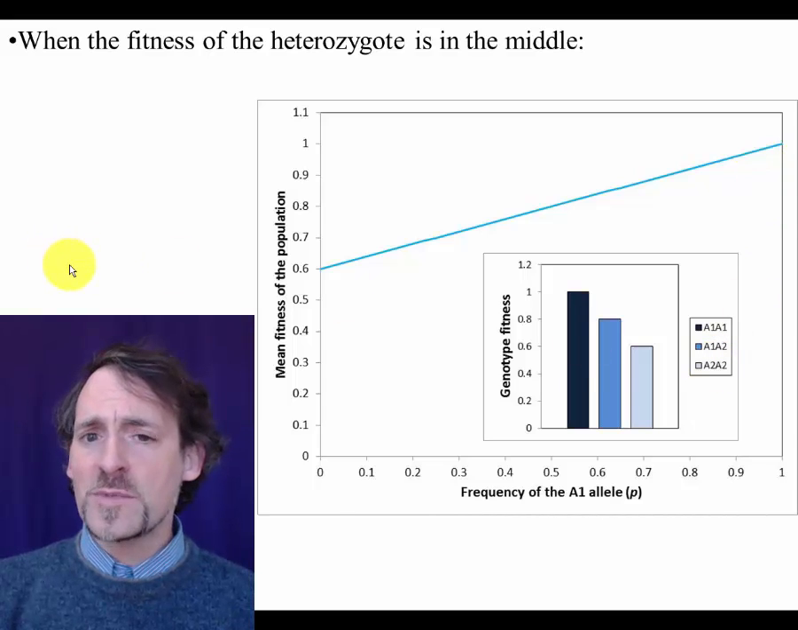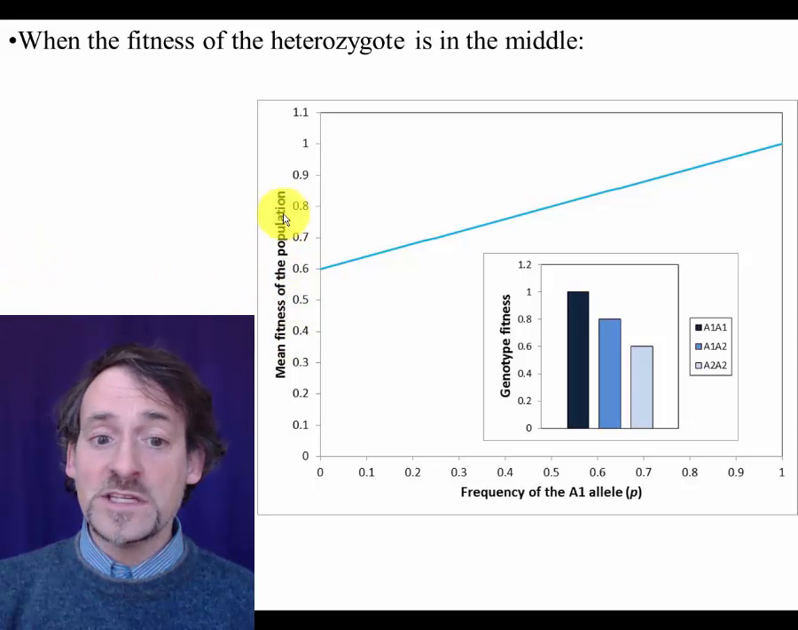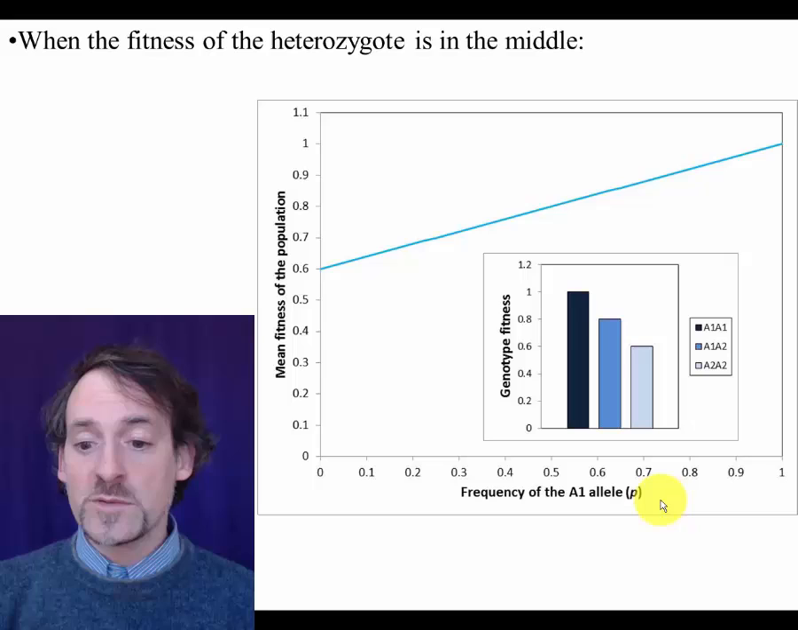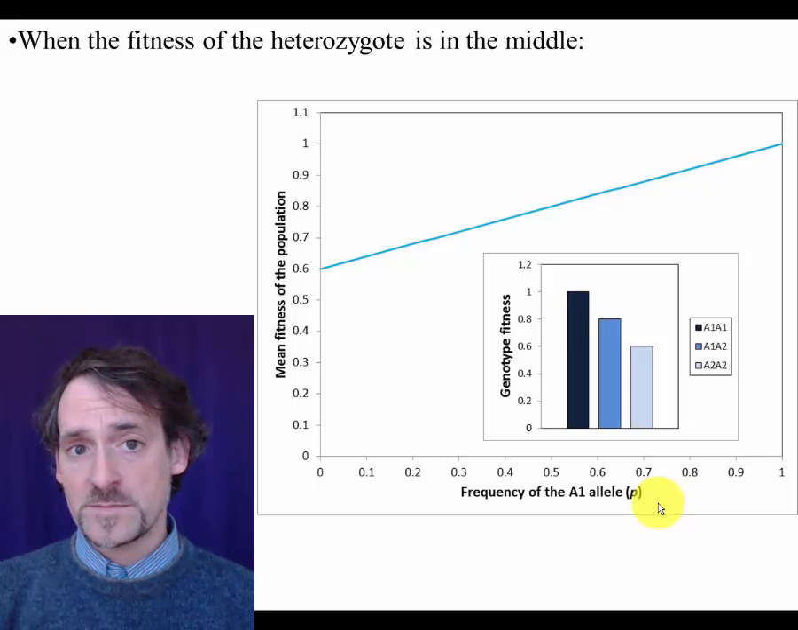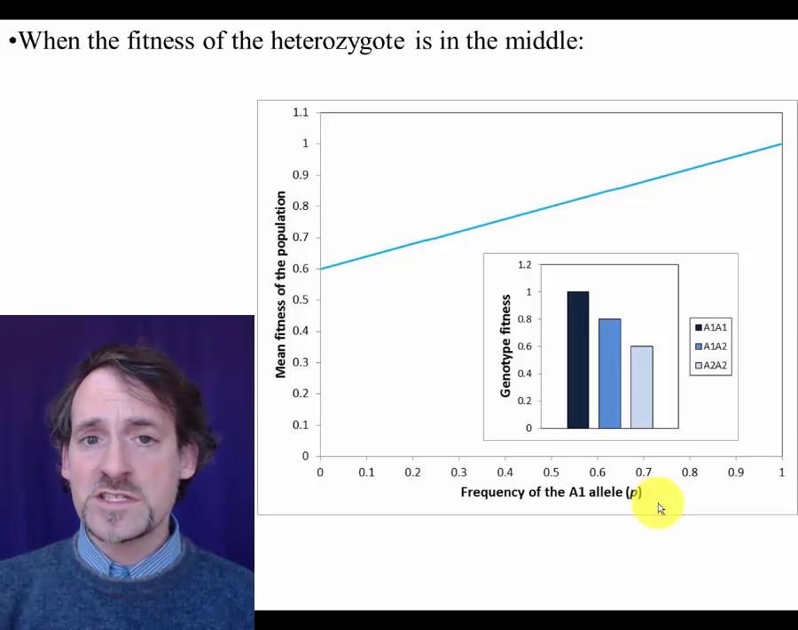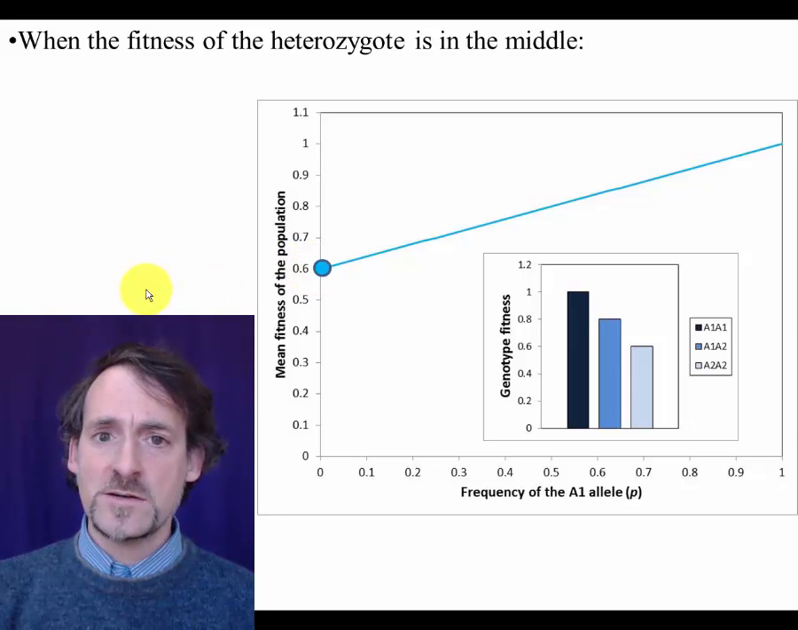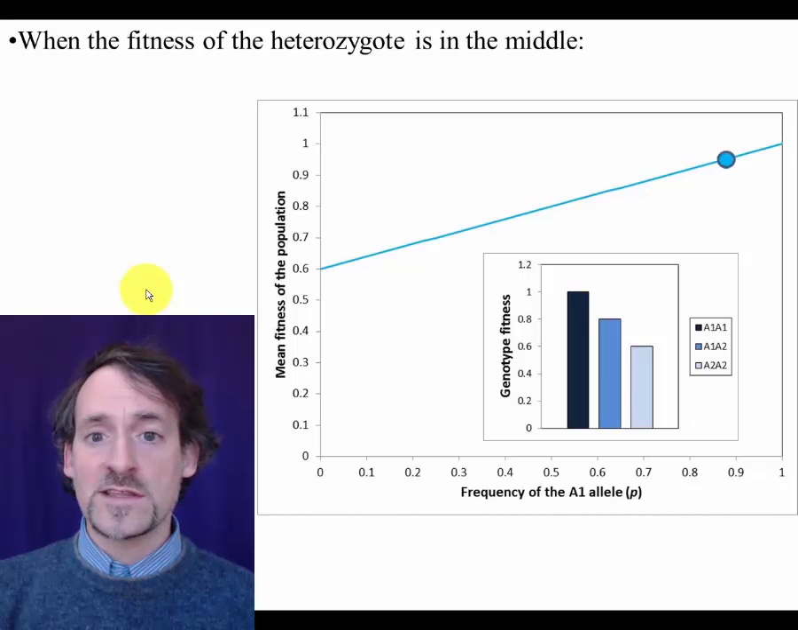Okay, how is a population going to evolve if this is how mean fitness changes as the frequency of the A1 allele changes? Well, as I said, under natural selection, allele frequencies change in such a way that the mean fitness of the population goes up. It's going to go uphill. In other words, it might start here, and it's going to go like this.